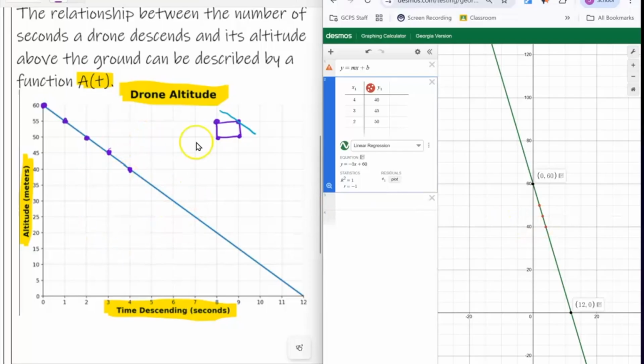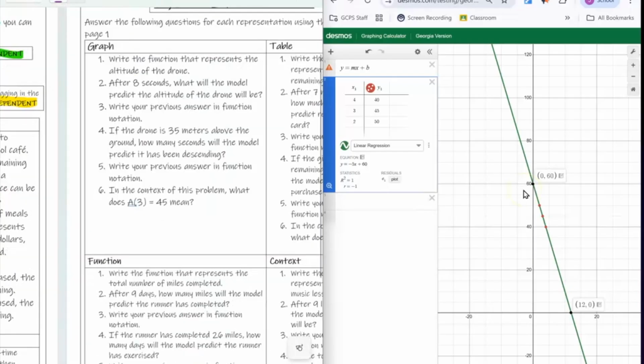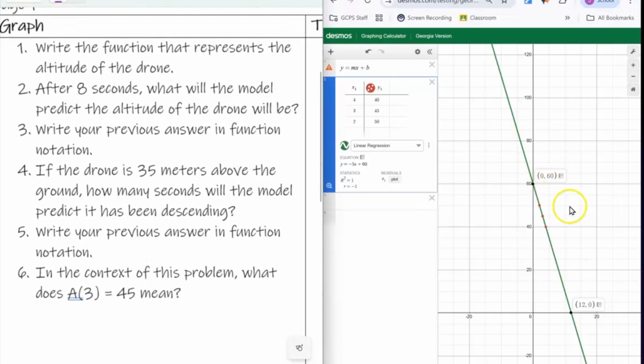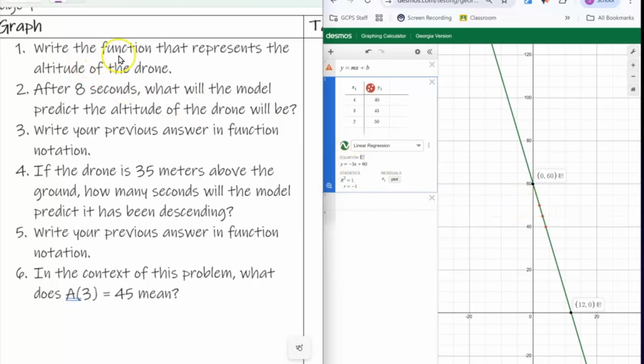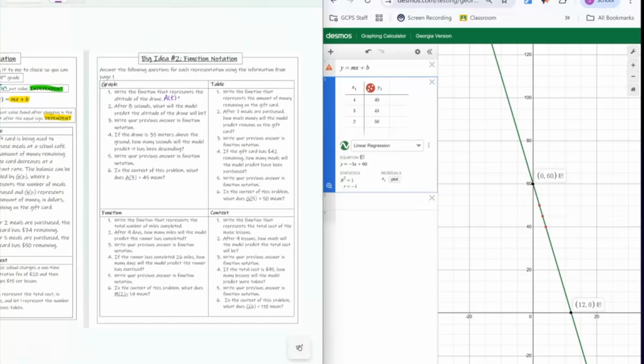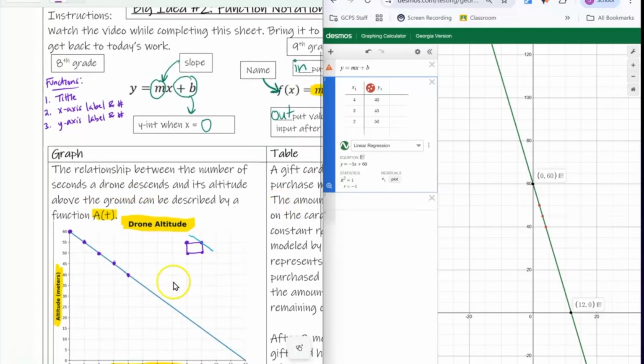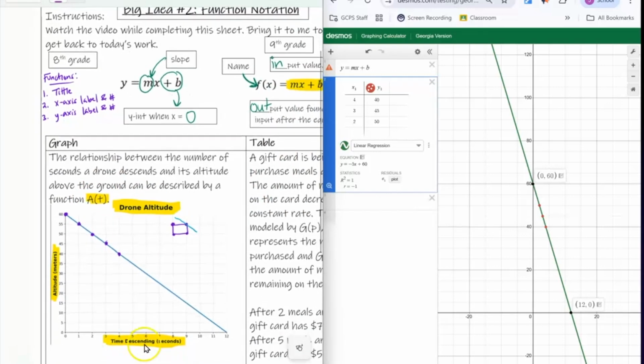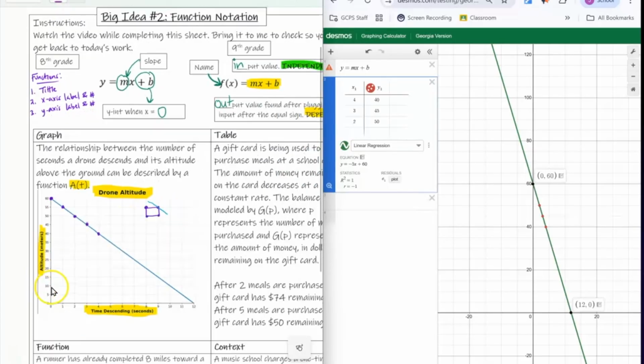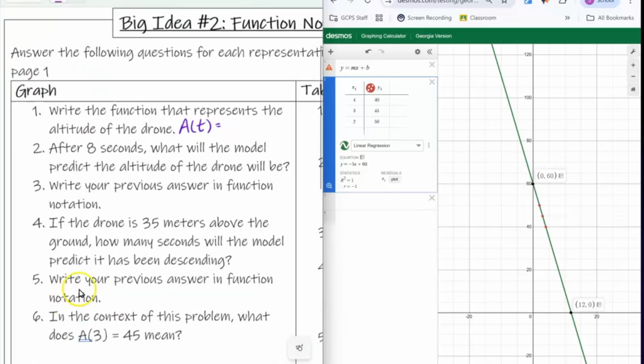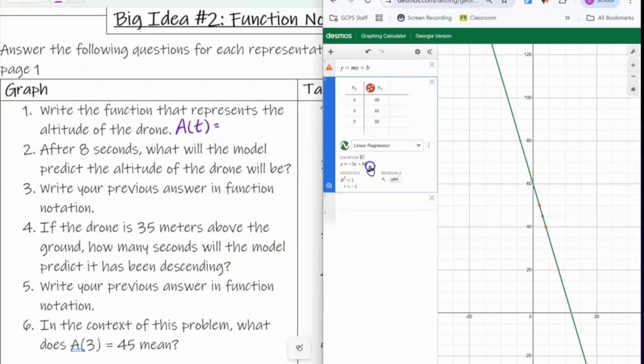Now I have successfully transferred this question here. Now I can answer whatever question they ask me. So once you've got your graph in Desmos, start answering the question. Write the function that represents altitude. So it is A of t, and whatever yours is, go ahead and use that because it has to be that. Where t is time, your x-axis is time, and your y is altitude. All right, so go ahead and write the function. It's the same thing as the equation right there.